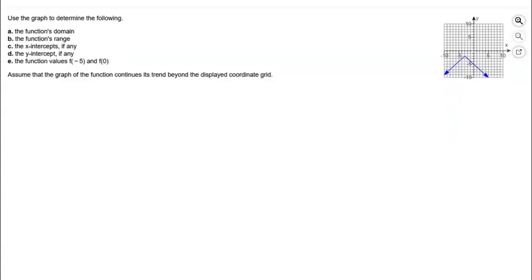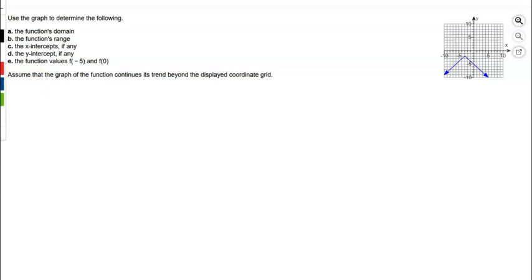So use the graph to determine the following. This is the teeniest, tiniest graph. I should have blown it up before I put it in this PowerPoint presentation. But we're going to do the best we can to see this, or I'm going to do the best I can. You can probably see it better than I can. And I'm using this little bitty tablet. But use the graph to determine the following. Okay, they want to know the domain of this function.